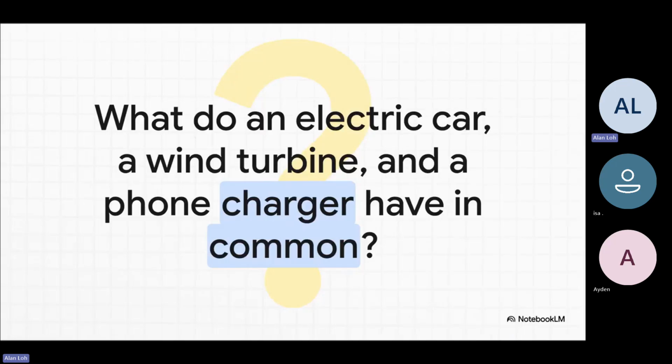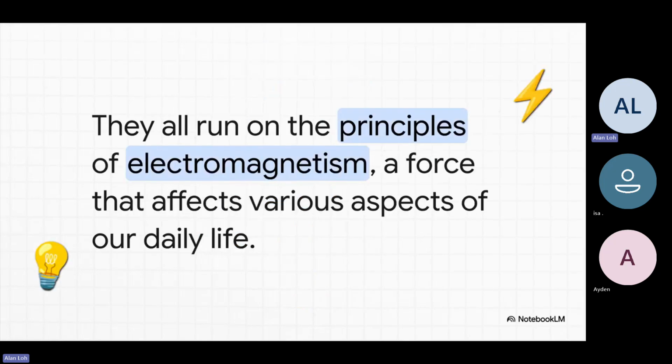So to get us started, let me ask you something. Think about an electric car, silently gliding down the street. Then picture a giant wind turbine, its blades turning slowly in the wind. And then just think about that simple little charger you plug your phone into every single night. I mean, on the surface, they couldn't be more different, right? But they all share one incredible fundamental secret. Yup, that's it. It all comes down to electromagnetism. Every single one of them works because of this amazing dance between electricity and magnetism.